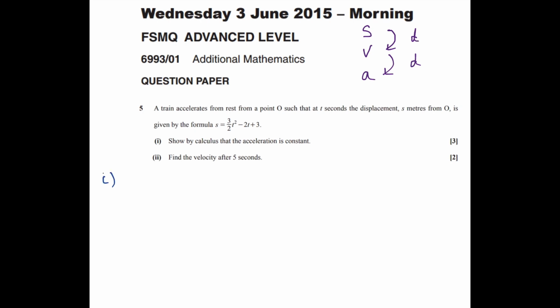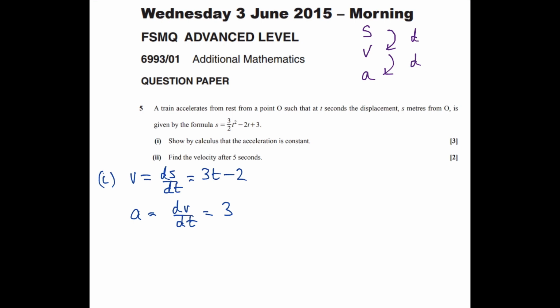So let's work on part I. We have our displacement, and let's differentiate that to get velocity. So velocity is ds by dt, which is 3t minus 2. Okay, that's our velocity. To find our acceleration, that's dv by dt. We differentiate our velocity with respect to time, which gives us 3.